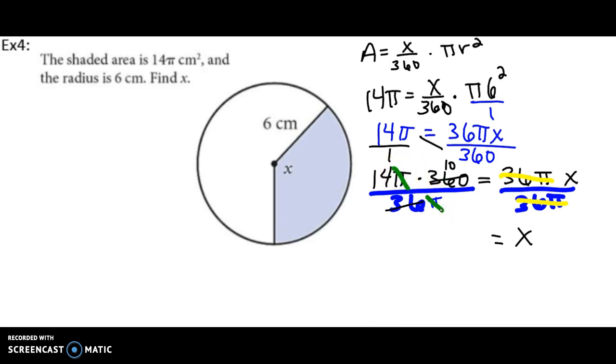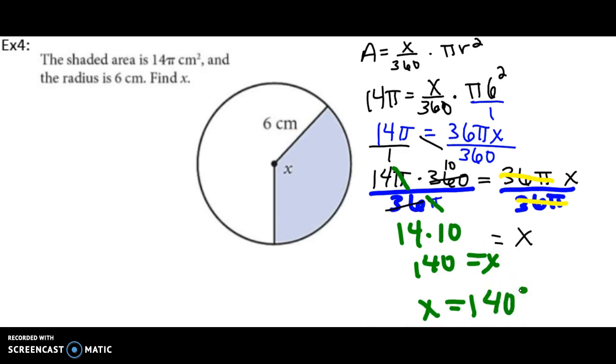So you have pi and pi. So you're left with on the top 14 times 10, or 140. So what does that mean? That is the angle, 140 degrees.